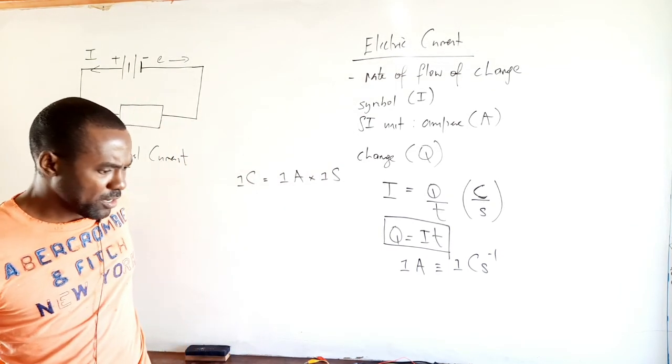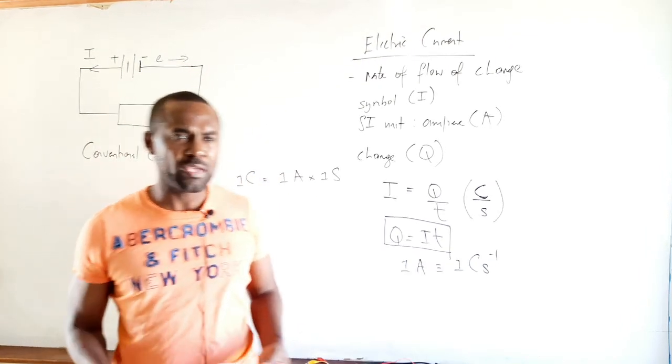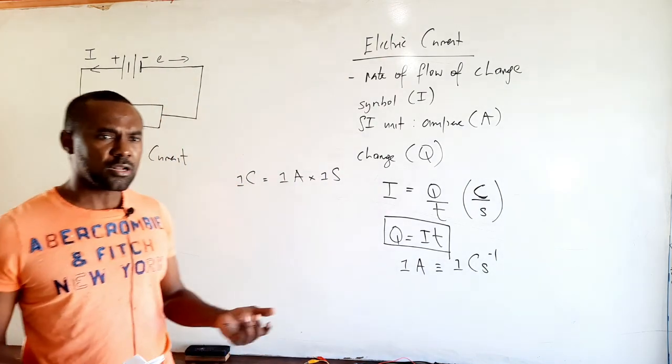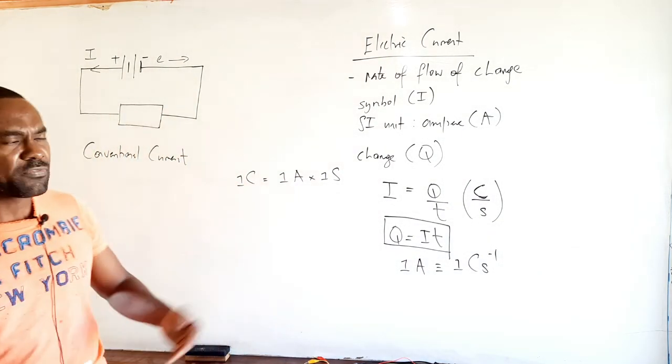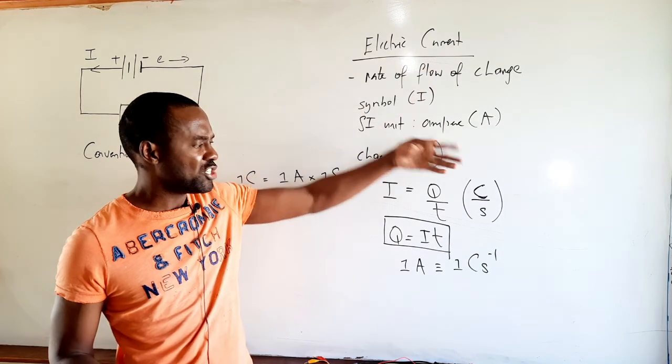So in this video, we were able to look at conductors and insulators. We were able to talk about electric current, conventional current direction as opposed to the direction of electron flow, and we were able to look at the equation which relates electric current, charge, and time.